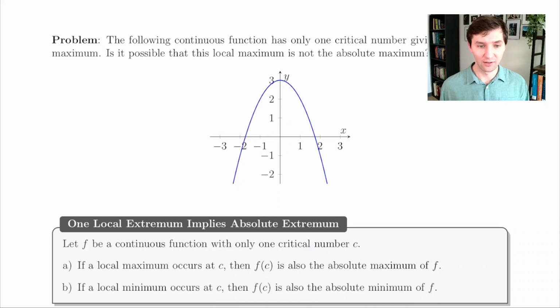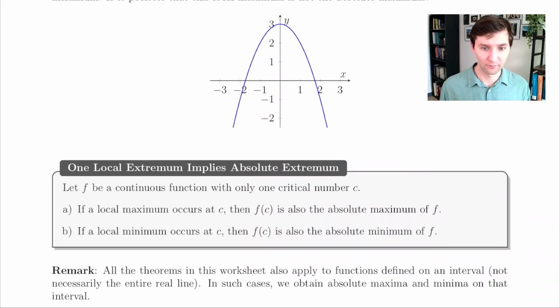I should also mention that all these three theorems that I introduced in this video apply to functions not only defined everywhere, but also defined on an interval. In such cases, we obtain absolute maxima and minima on that interval. One more thing. Knowing when a local extremum is also absolute will be very useful to you when it comes to solving optimization problems. For optimization problems, you often need to know if a local extremum is also absolute, and we need to have tools to be able to determine if that local extremum is also absolute.